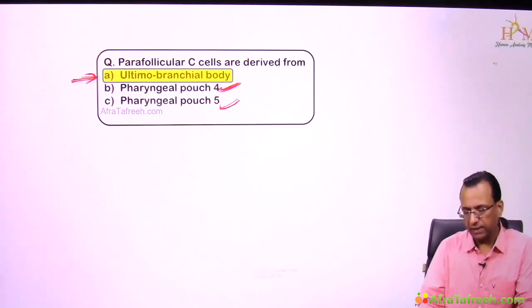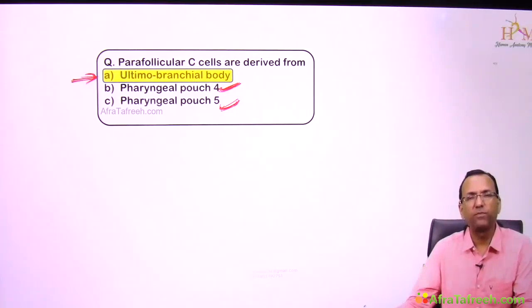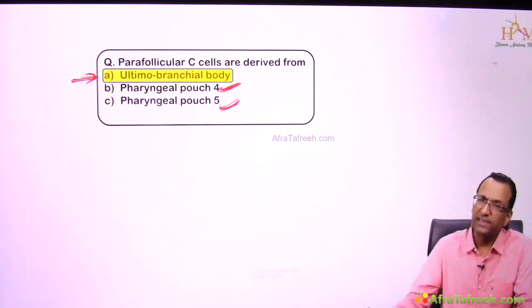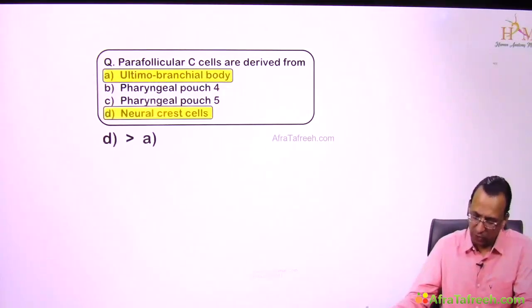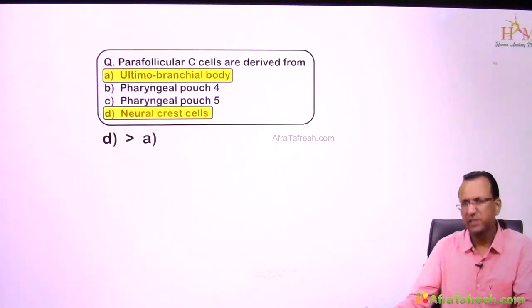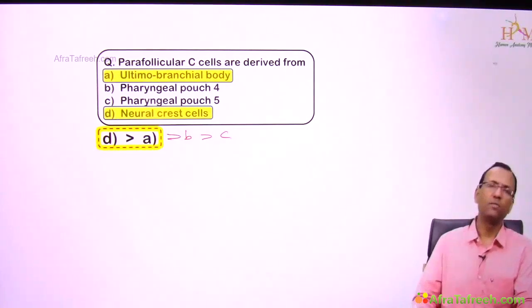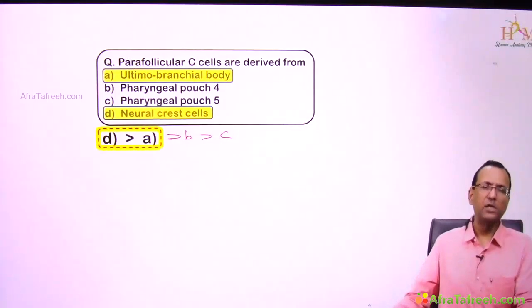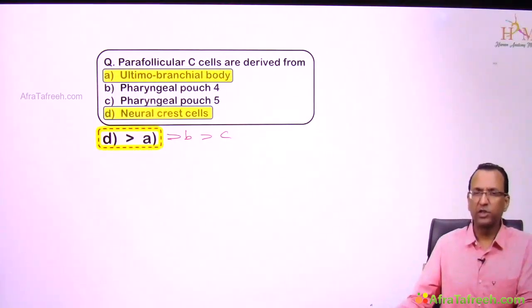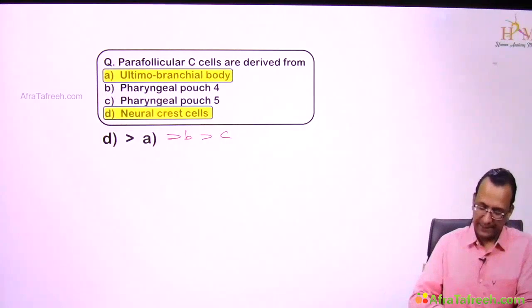Are you trying to say that all of these are involved in formation of parafollicular C cells? Yes. So you mean to say in this question, my answer D is better than A? Yes. And A is better than B? Yes. Better than C? Yes. But all the 4 are answers. How come all the 4 are answers? Explain. It's a story. I'll tell you the story. But just remember that D is a better answer than A.